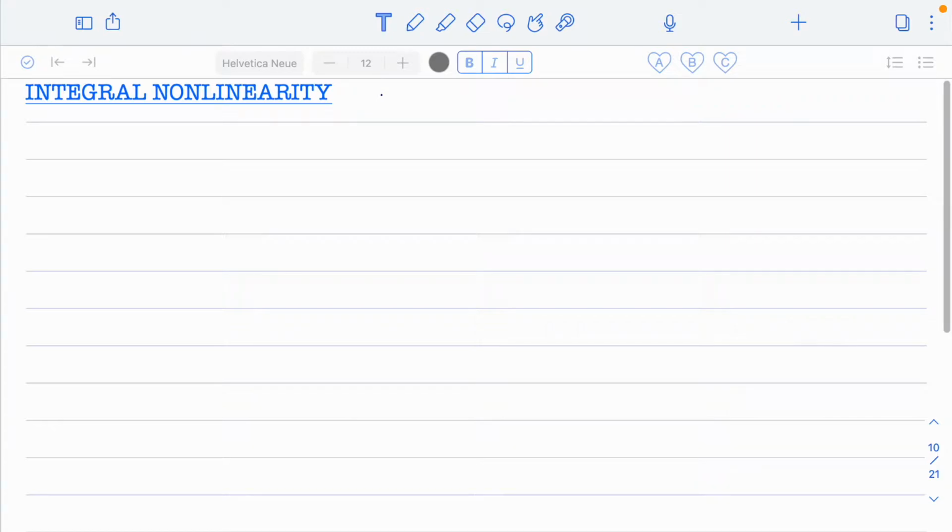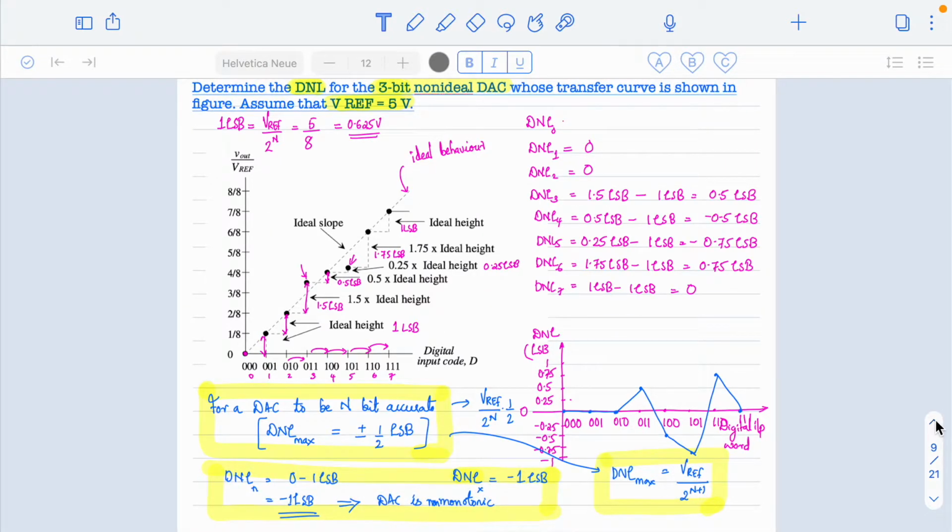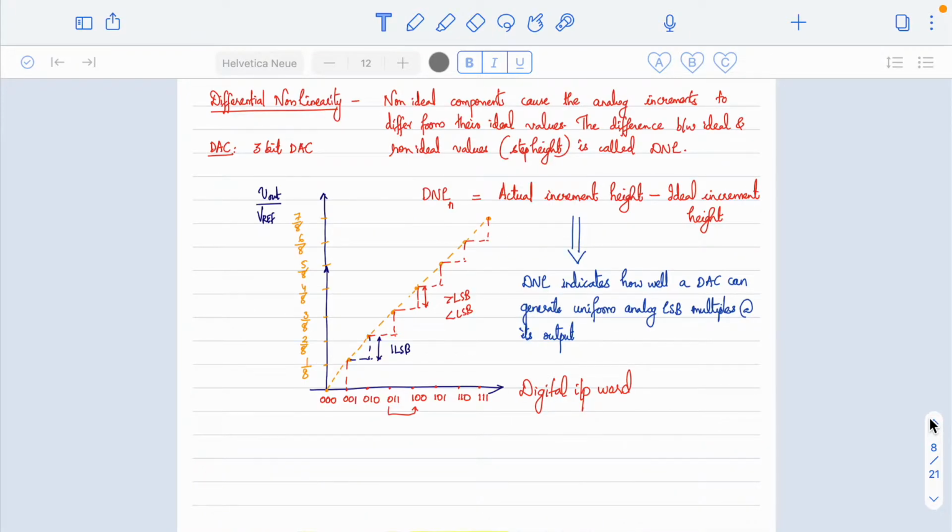And in the previous class, we discussed differential non-linearity, which is understood as a measure of how uniformly a DAC can generate the analog multiples at the output. That is what we discussed about differential non-linearity. And we also saw how to calculate or estimate the differential nonlinearity of a DAC, right?